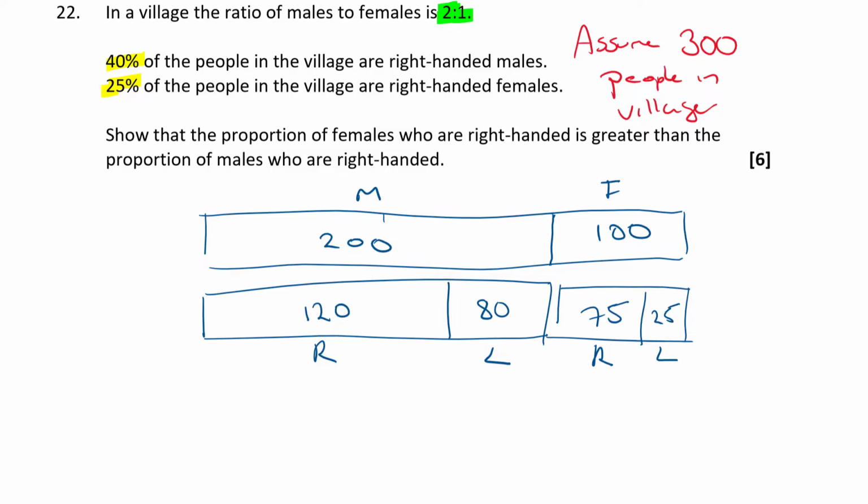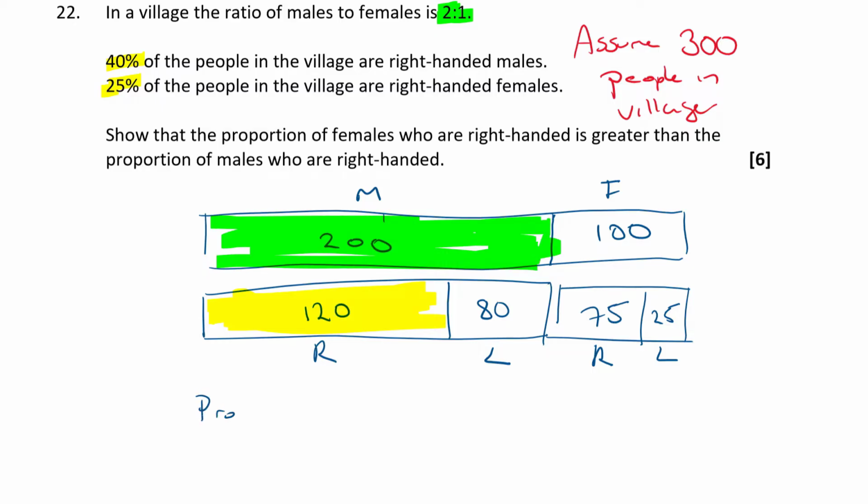Okay, so show that the proportion of females who are right-handed is greater than the proportion of males who are right-handed. Okay, so the proportion of males who are right-handed is going to be these guys here, this 120, as a fraction of the males, isn't it?